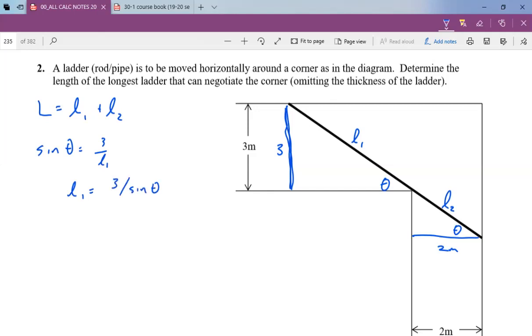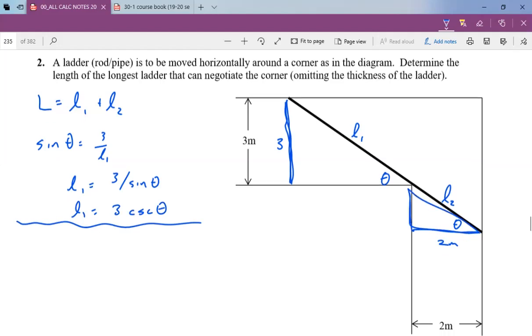Just that L1 is 3 over sine theta. We can even call that 3 cosecant theta. So there's L1. What do we know about L2? What's going on in this triangle down here?